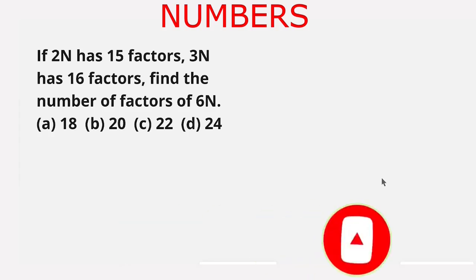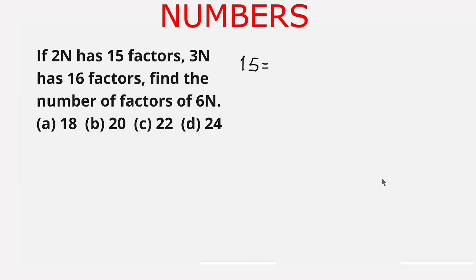2n has 15 factors. 15 equal to 5 multiplied by 3. So there are only 2 factors of 15. This gives 2n equal to a to the power 4 and b to the power 2. If a has power 4, then it has 4 plus 1 factors, and b has power 2, then it has 2 plus 1, that is 3 factors, and that gives 5 multiplied by 3.